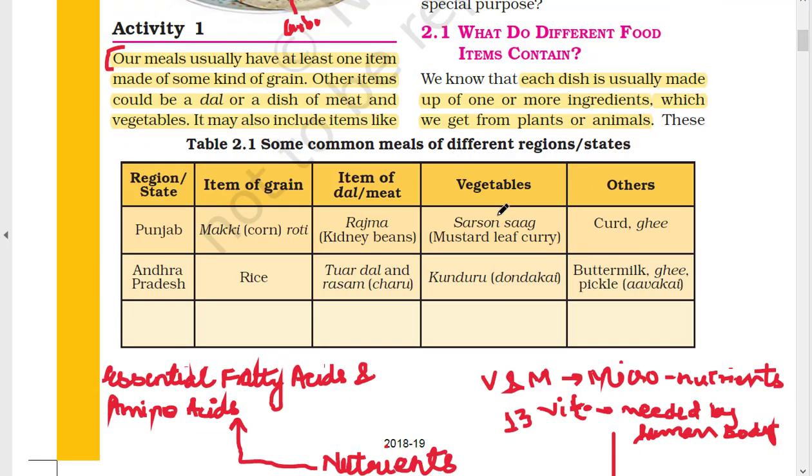So let's see what are generally the items which are eaten in different states. For example, here you can see in Punjab, what is the item of grain? That's the makki or corn roti. And what is the item of dal? That's kidney beans or rajma. What is the vegetable which is eaten here? That's sarson ka saag or mustard leaf curry. We discussed that the mustard plant's seeds give us the mustard oil, and its leaves are used to make this mustard leaf curry. And others, in Punjab they use curd and ghee. So we can see that there is no one item, okay? We use different types of items.